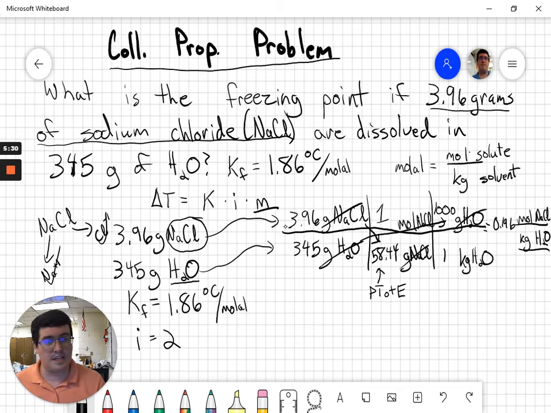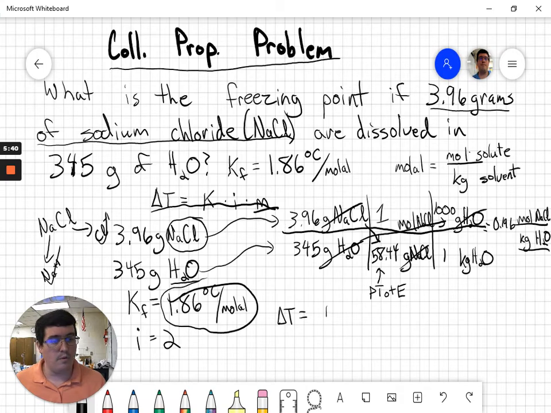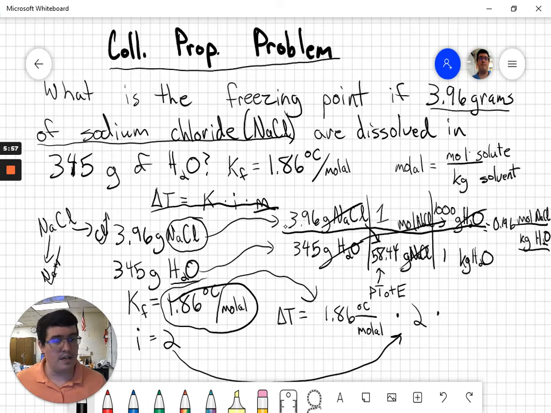There's that delta T equation. Sorry for marking through it. Delta T equals K. Hey, we have K. There's K right there. 1.86 degrees C per molal, times I, which is 2. I'm going to draw the 2 coming in over here. There's the 1.86 going in there.